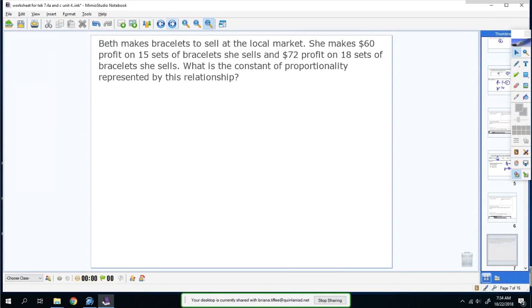Okay, next. Beth makes bracelets to sell at the local market. She makes $60 profit on 15 sets of bracelets, and she makes $72 profit on 18 sets of bracelets. What's the constant of proportionality represented in this relationship?